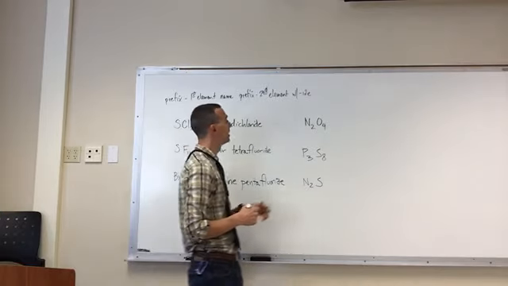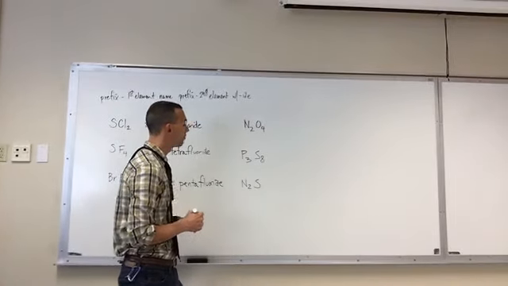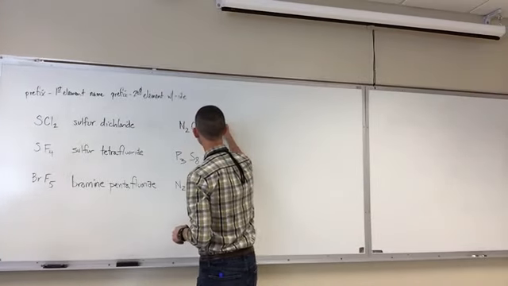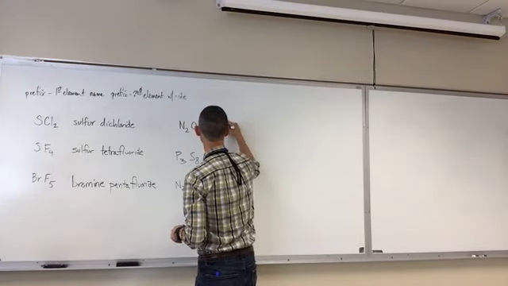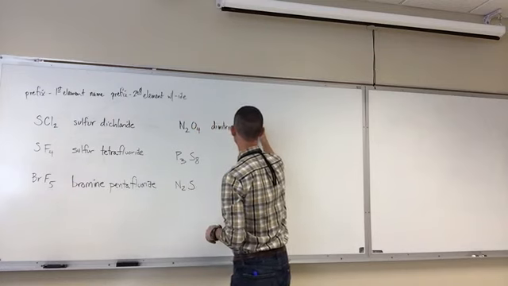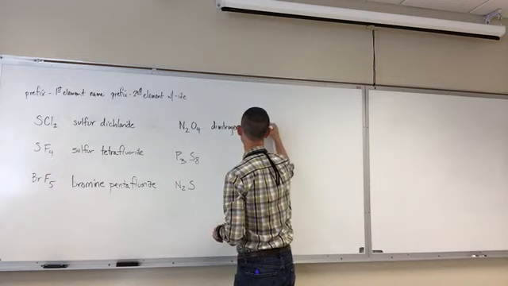In our second column, now we have multiple atoms of the first element, so we're going to need the prefix here. So this would be called dinitrogen, and then tetraoxide.